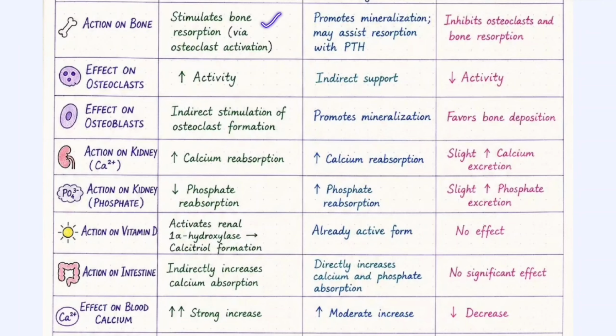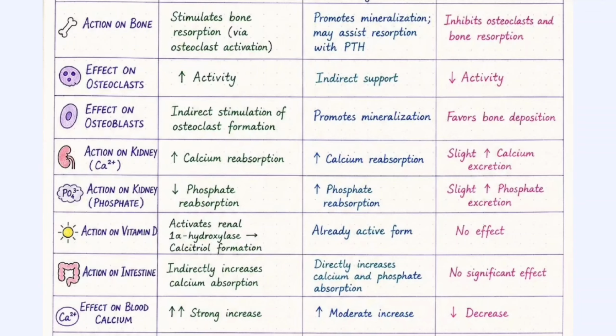Action on bone. Parathyroid hormone stimulates bone resorption via osteoclast activation. Calcitriol promotes mineralization and may assist resorption with parathyroid hormone. And calcitonin inhibits osteoclasts and bone resorption. Effect on osteoclast. Parathyroid hormone increases the activity of osteoclasts, and calcitriol has an indirect support. Calcitonin decreases the activity. Effects on osteoblast. Parathyroid hormone gives indirect stimulation for osteoclast formation. Calcitriol promotes mineralization and calcitonin favors bone deposition.